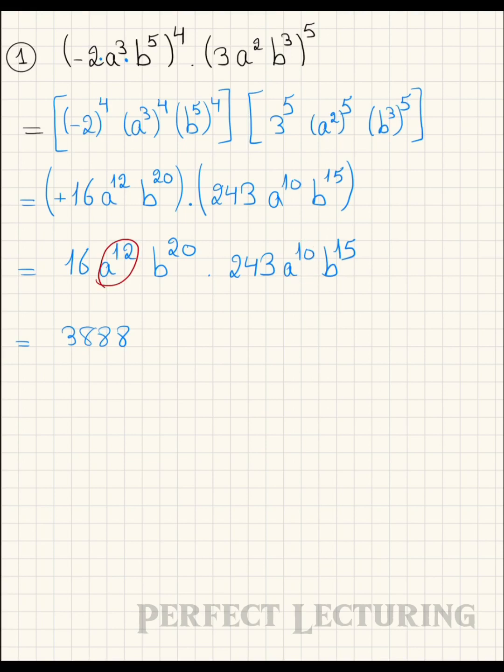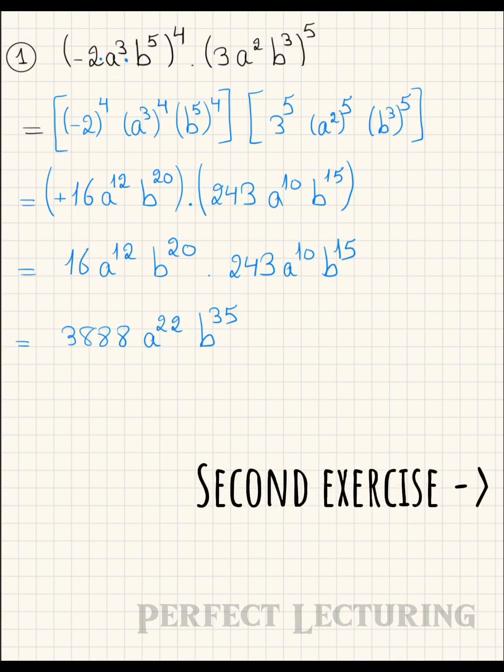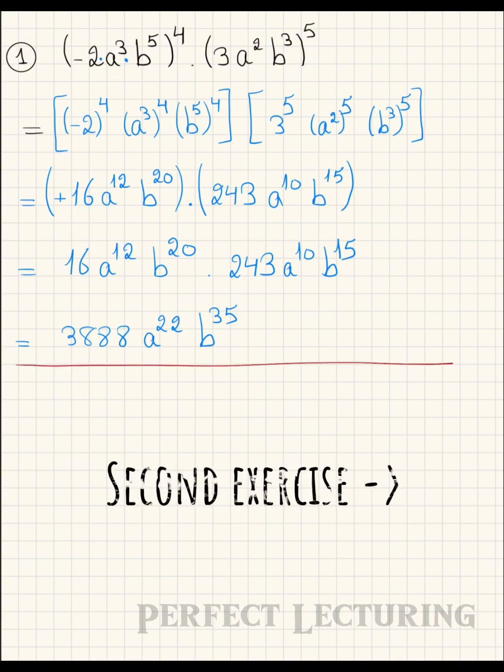Then I have a to the power of 12 and a to the power of 10. Both of them have the same base, and if I multiply 2 powers with the same base, I just add the exponents. So 12 plus 10 is 22. Similarly, I have b to the power of 20 times b to the power of 15, which is b to the power of 35. Are all the exponents positive? Yes, they are. Everything is positive. That's it. We got the first exercise.